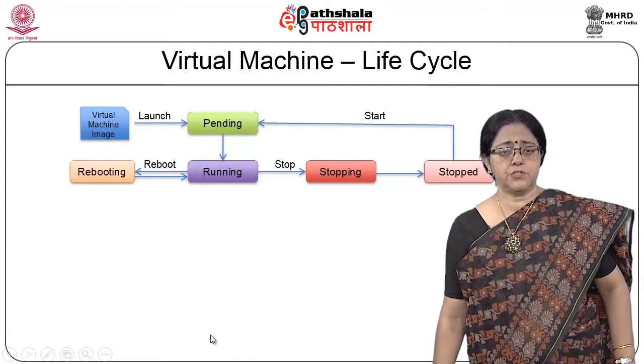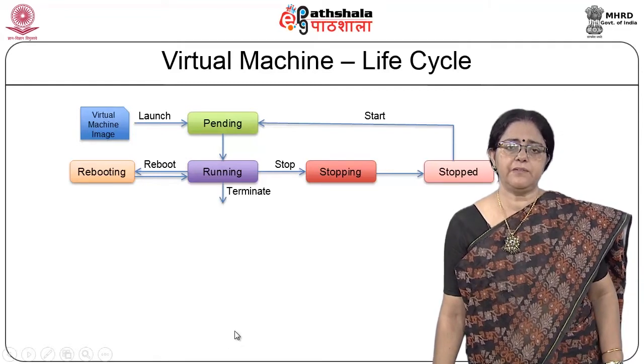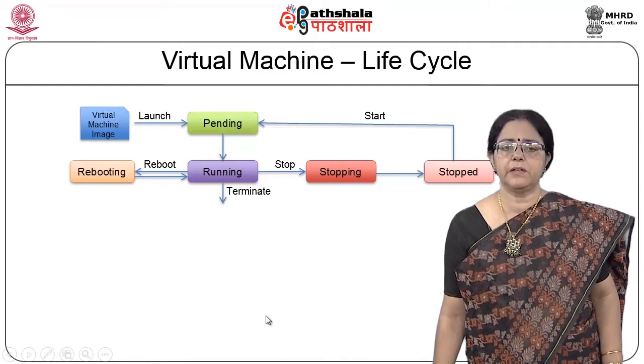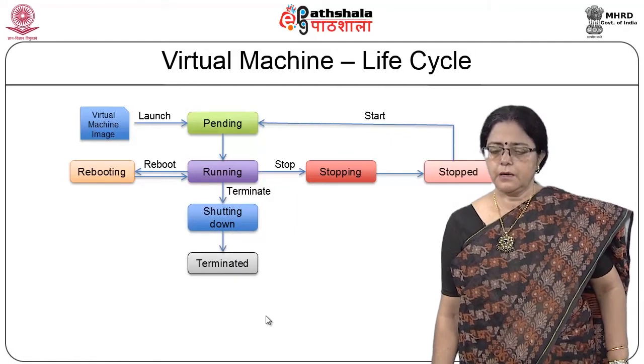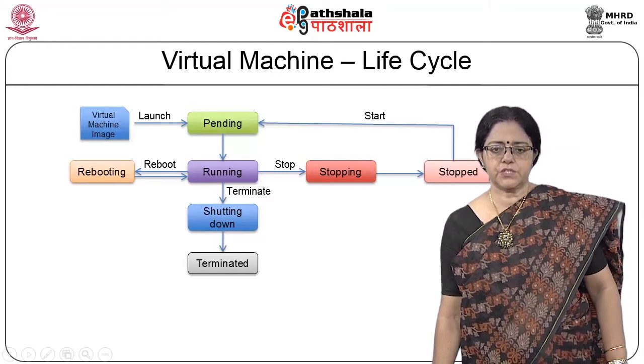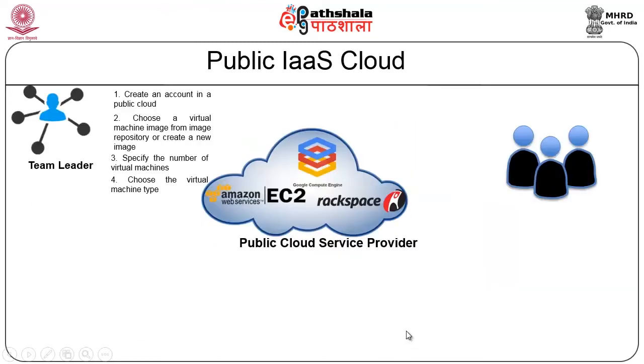We reboot a virtual machine just like a normal machine, and when the life of that virtual machine is over for whatever reason, we do a shutdown and terminate the virtual machine. Even from the stopped state, it is possible to terminate the virtual machine. This is a life cycle given by Amazon Web Services.